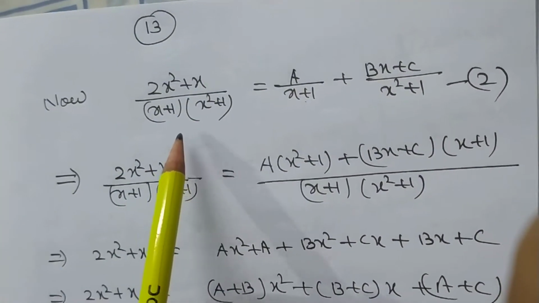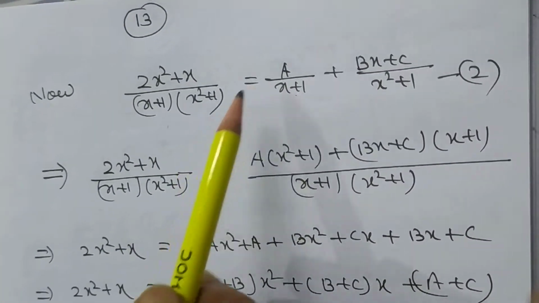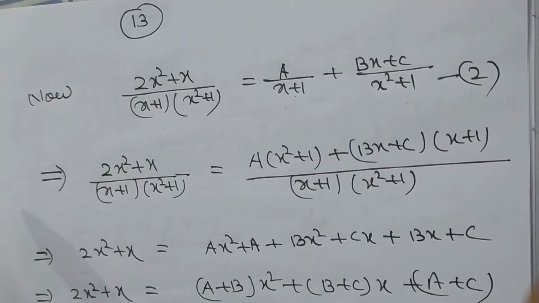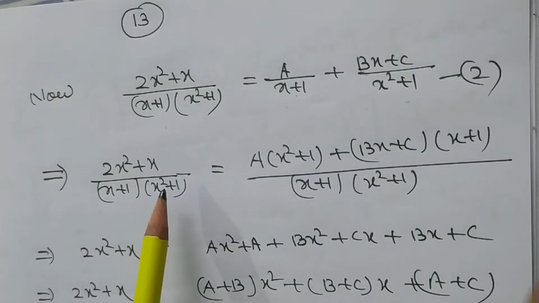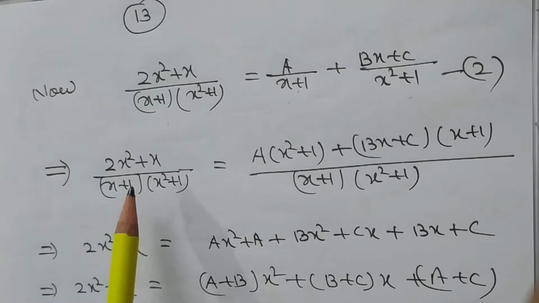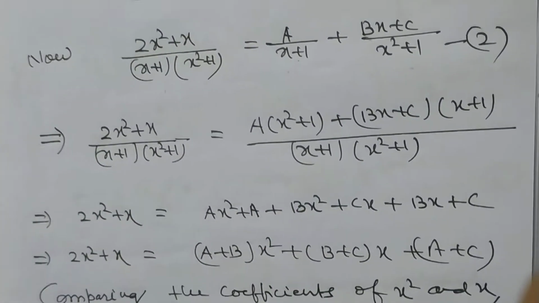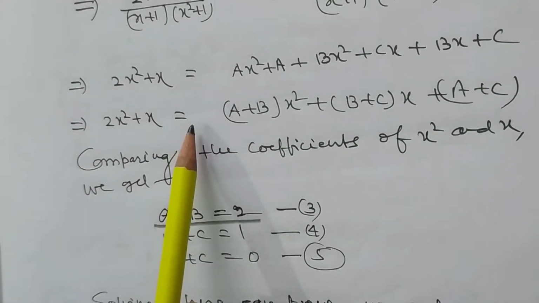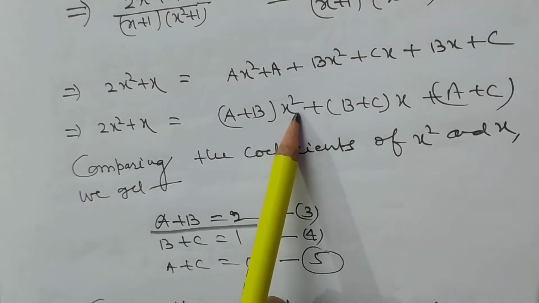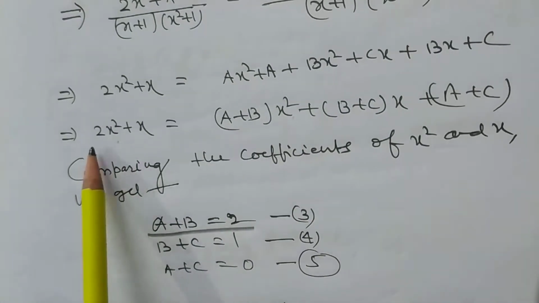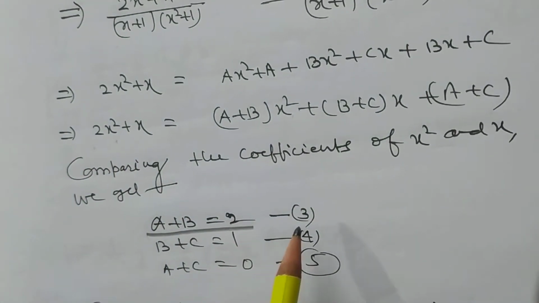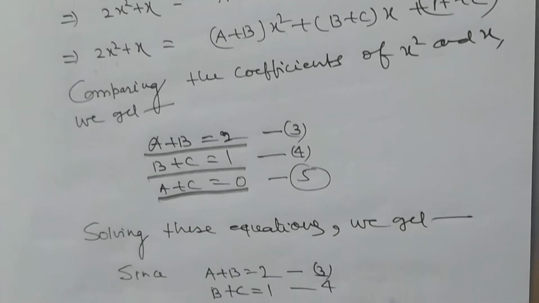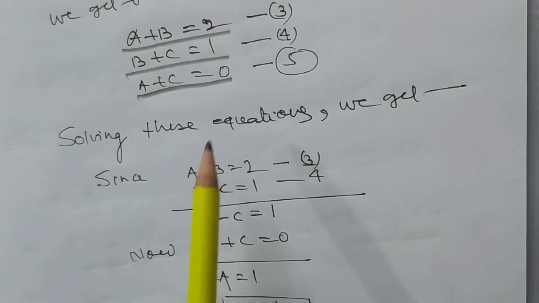(2x² + x) / ((x + 1)(x² + 1)) can be written as A/(x + 1) + (Bx + C)/(x² + 1). In this way we can write. Now by comparing the coefficients of like terms, after solving we have A + B = 2. You can write here (A + B)x², and here the x² coefficient is 2, so A + B = 2. B + C = 1. A + C = 0.